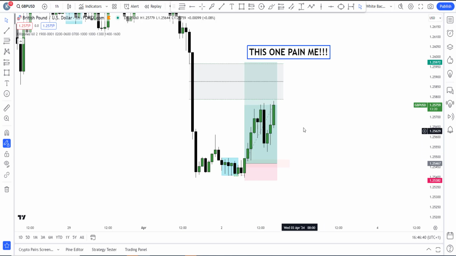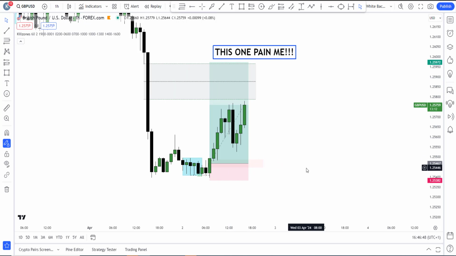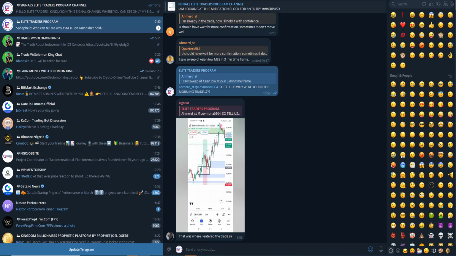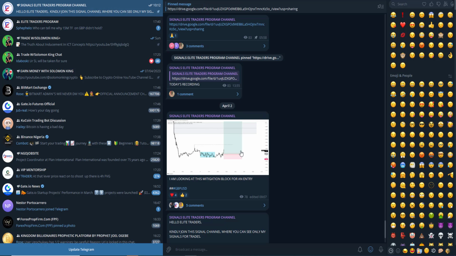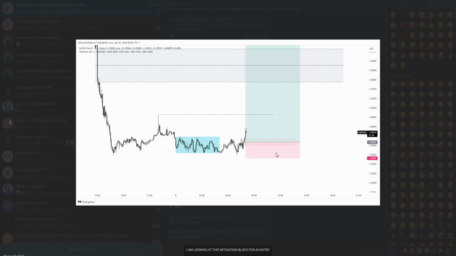This particular entry is a perfect entry, but whenever I miss it without touching my entry, I get really angry. This entry was taken in the London session. I shared it with my community, guys. Look at it before even going into the trade. Funny enough, this trade did not tap me. It just left my entry by like 1.5 pips. But there are other guys that were in the trade.